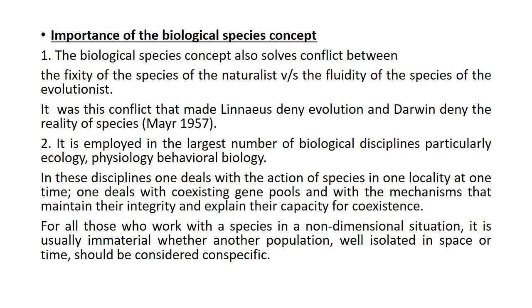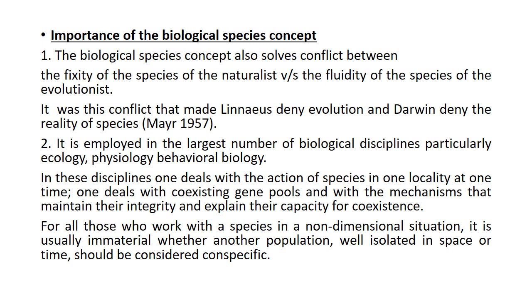Generally, the naturalists who considered fixity of the species were of the concept that there was no evolution in the species, while the naturalists who were considering the fluidity of the species were of the evolutionist concept. It was this conflict that made Linnaeus deny evolution and Darwin deny the reality of the species. It is employed in the largest number of biological disciplines, particularly ecology, physiology, and behavioral biology.